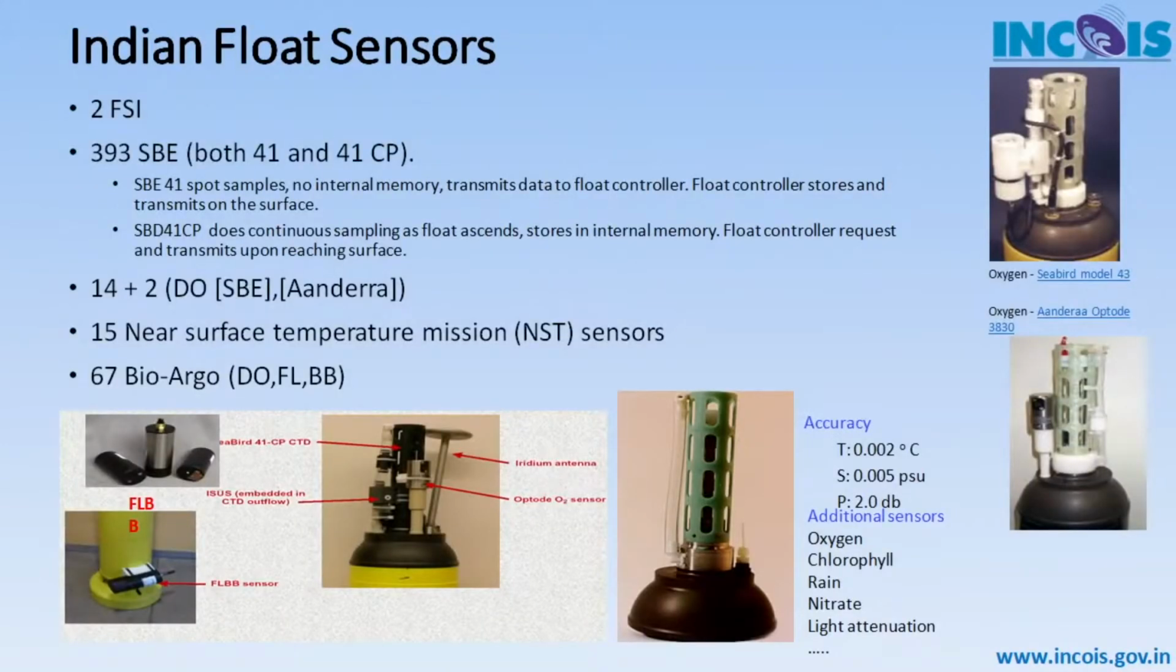Coming to the sensors, we have different types of sensors on our floats. The initial set of floats has two FSI sensors and 393 Seabird Electronics sensors, which include both SBE41 and SBE41CP for continuous profiler. SBE41CP is mainly on Iridium communication floats, and SBE41 is mainly on the Argos communication type of floats.